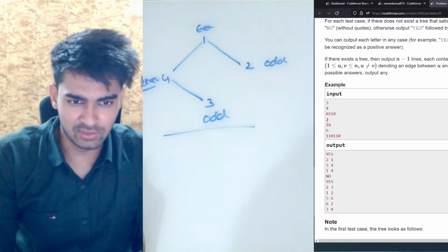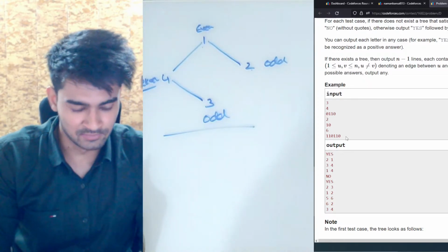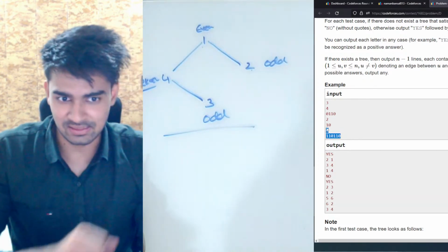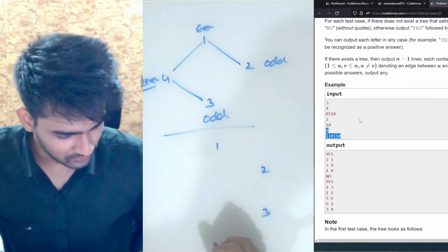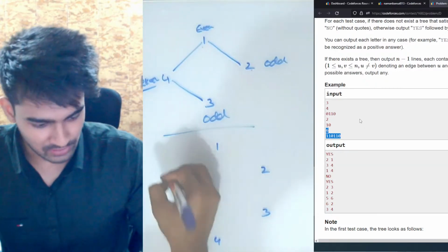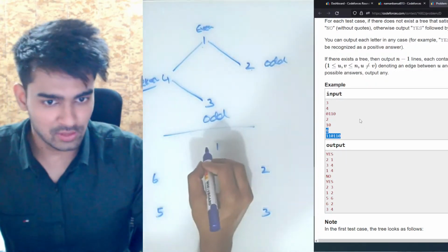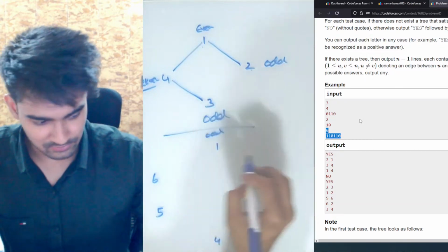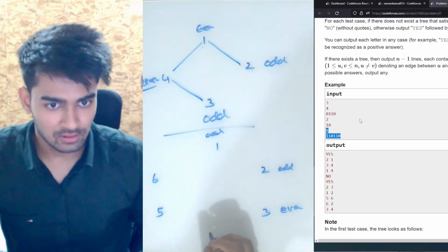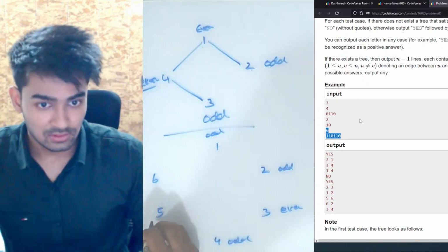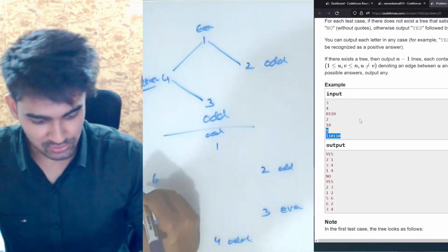For the next case, we don't have any valid answer, so I won't take that. Let's look at the last test case as well. We have 6 nodes, 1, 2, 3, 4, 5, and 6. 1 should have odd, 2 should also have odd, this should have even, this should have odd, then again this should have odd, and this should have even.